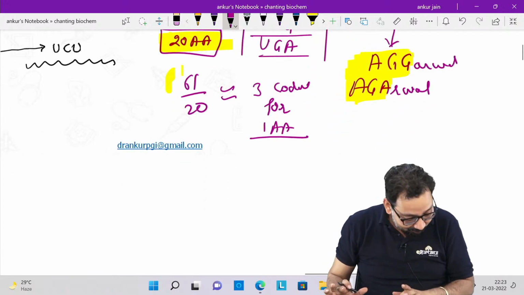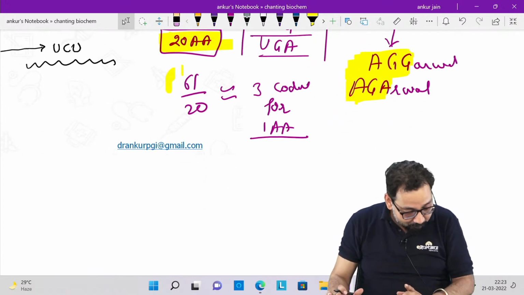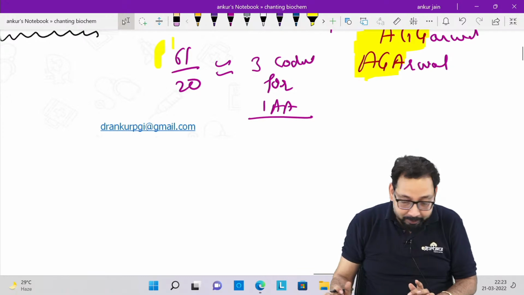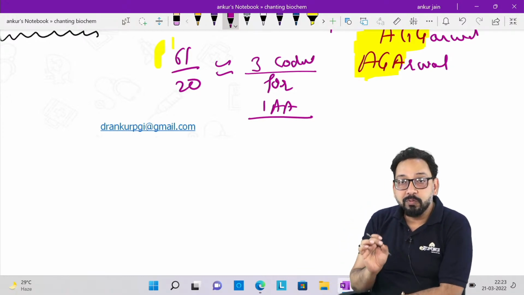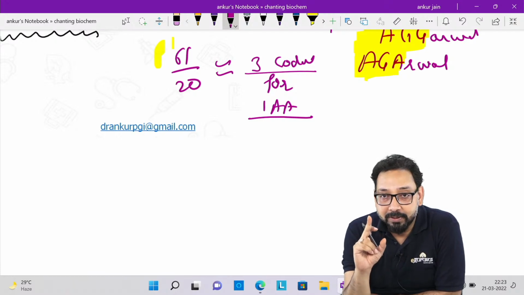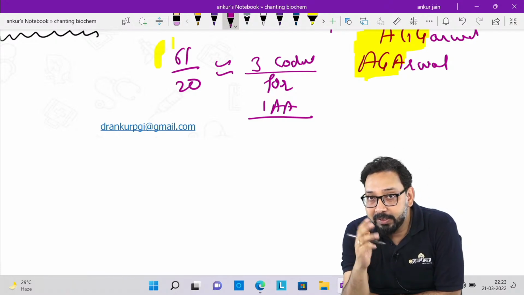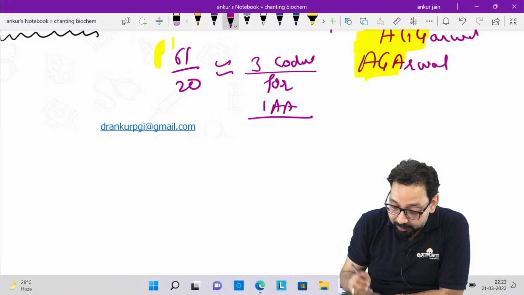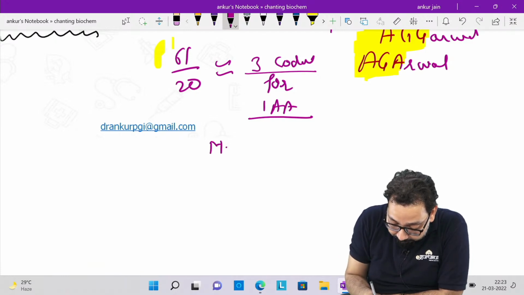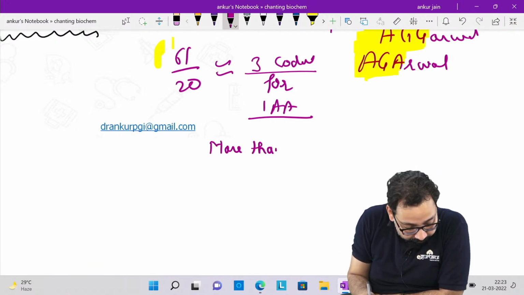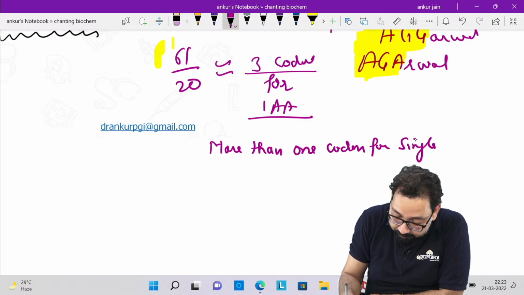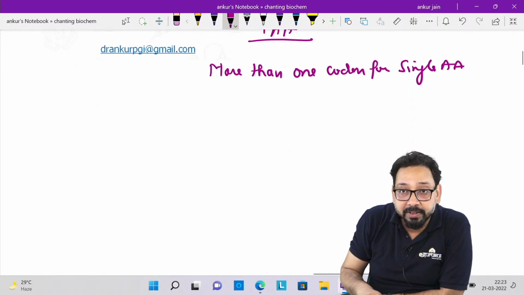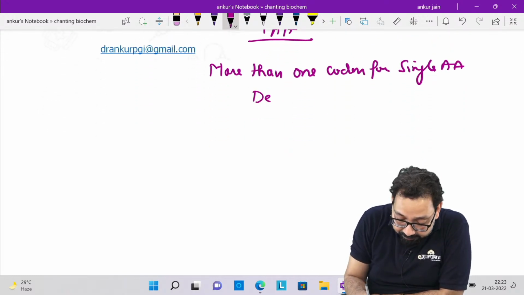Yes. You are well aware, Himanshu. On an average 3 codons for 1 amino acid. यानी एक अमाइनो एसिड के 3 कोडोन. So more than 1 codon for single amino acid, it is called degeneracy of codon.